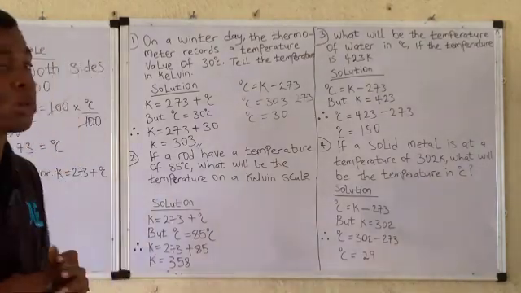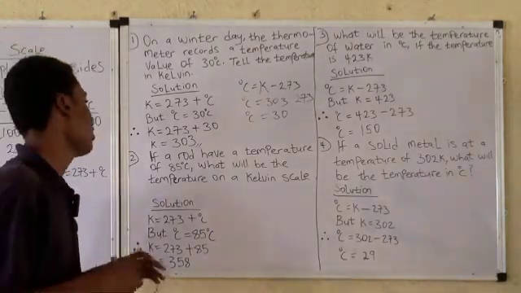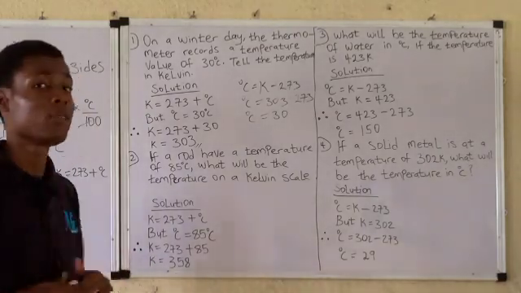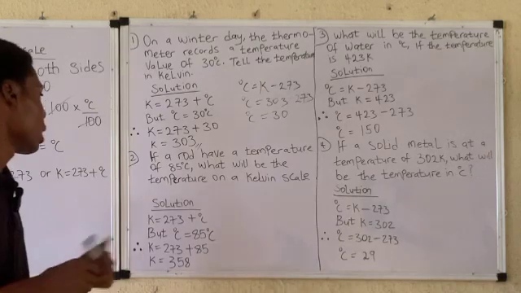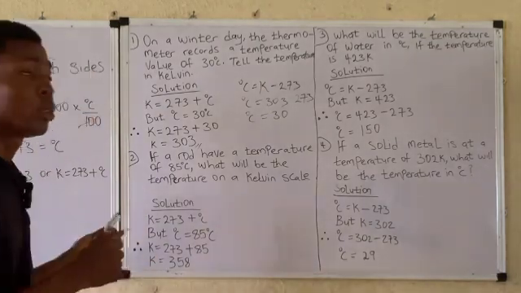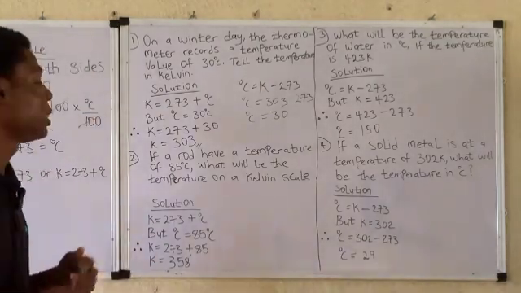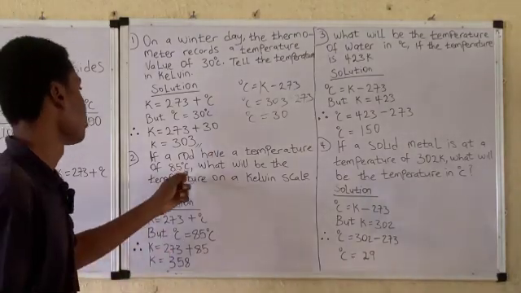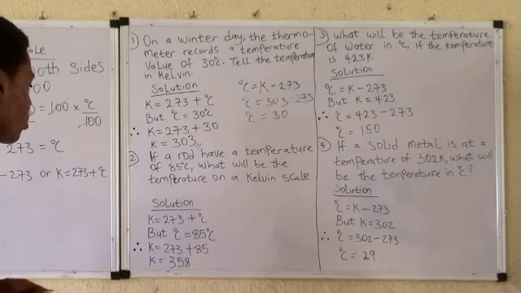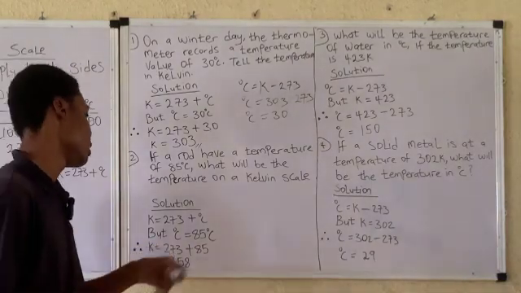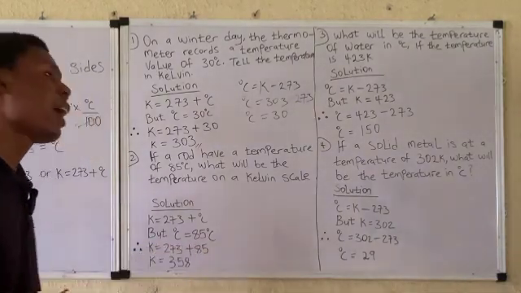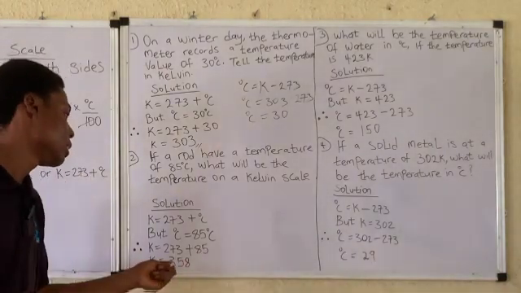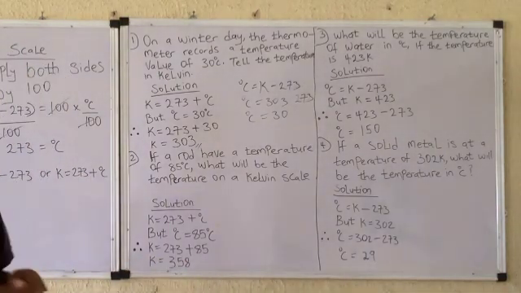Now we move to number 2. If a rod has a temperature of 85 degrees Celsius, what will be the temperature on the Kelvin scale? We still use the same formula. The formula for Kelvin is 273 plus degrees Celsius. What is our degrees Celsius in the question? It is 85. So we say 273 plus 85. Our final answer for this question is 358.